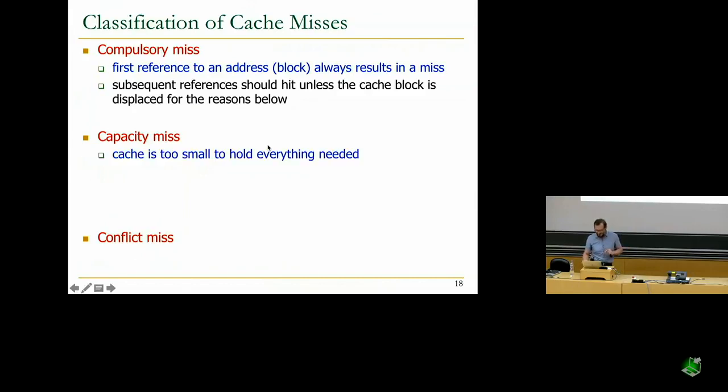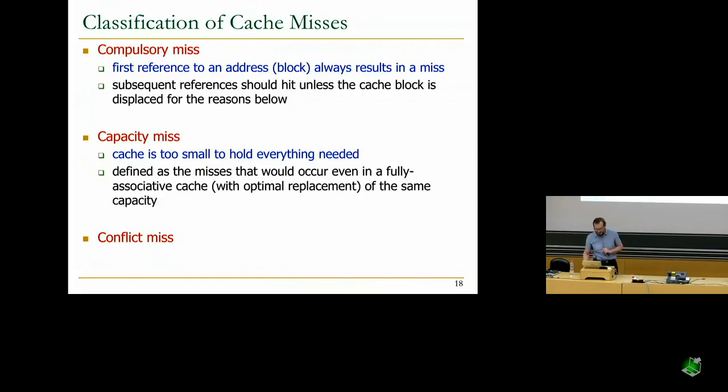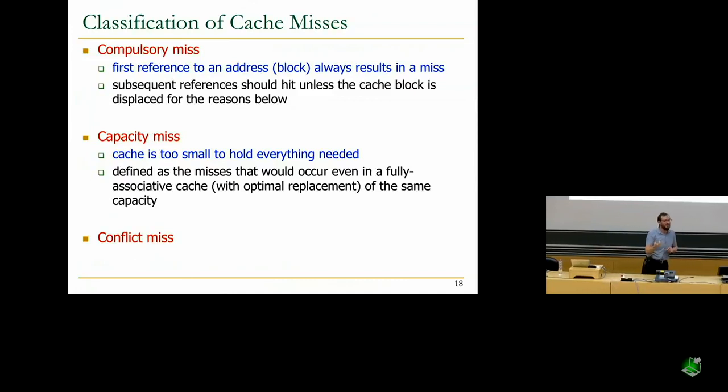Capacity miss means that cache is too small to hold everything that's needed. Now, what does that mean? Because you need to have a concrete definition. What does it mean for the cache to be too small? Maybe you didn't have enough associativity, right? So we define a miss to be a capacity miss if it occurs in a fully associative cache with optimal replacement of the same capacity. Right. So if you're not doing the right thing, if you don't have enough associativity in the cache, it's not a capacity miss. If you're not managing your cache well, if you don't have a good replacement policy, it's not a capacity miss. It could be a conflict miss.